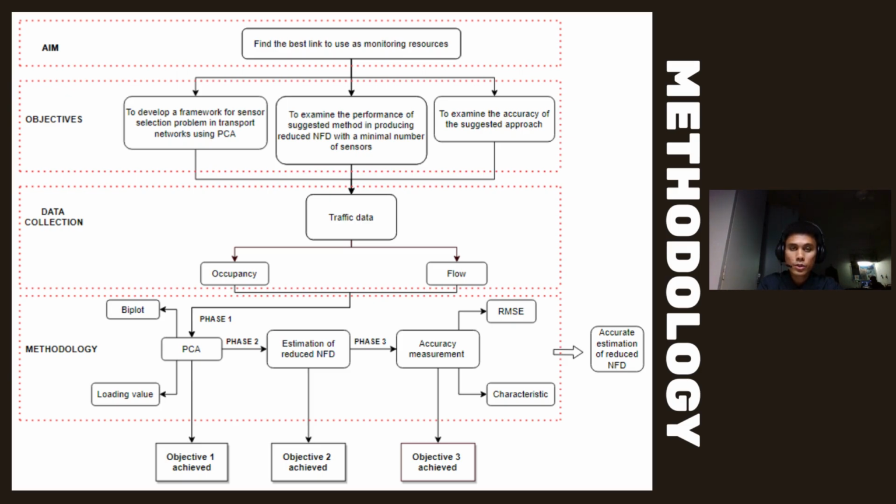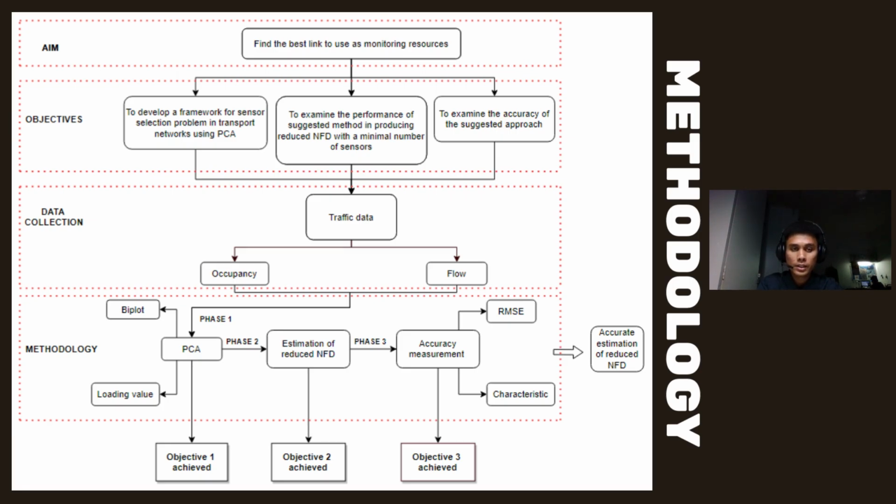methodology. So, for the first level, the study aims to find the best link to use as monitoring resources. For the second level, the objectives are divided into three, which are to develop a framework for sensor selection problems in transport networks using PCA, to examine the performance of the suggested method in producing reduced NFD with a minimal number of sensors, and to examine the accuracy of the suggested approach.